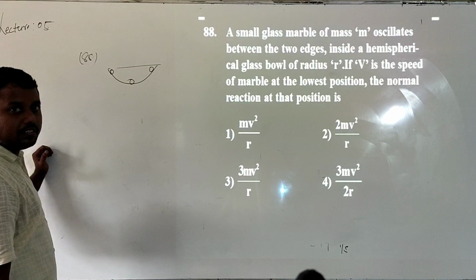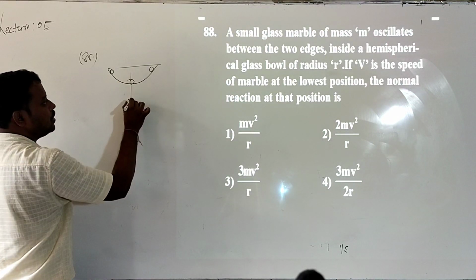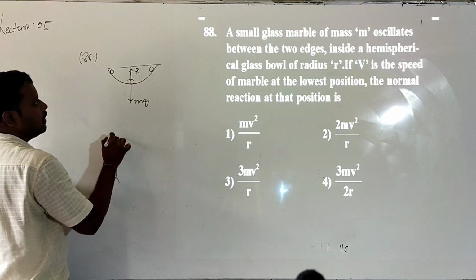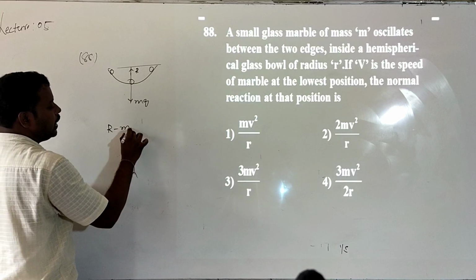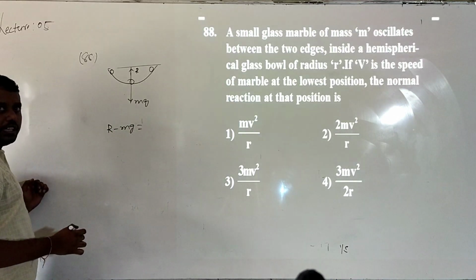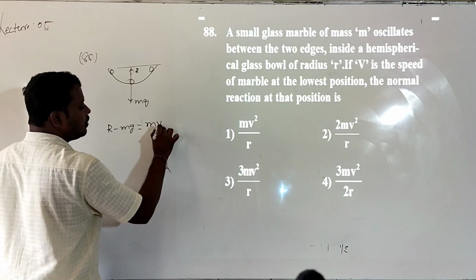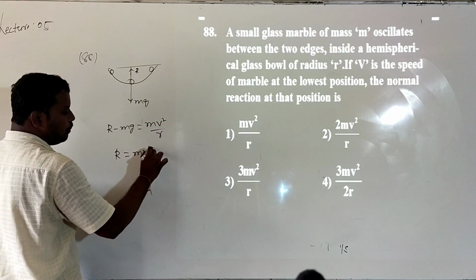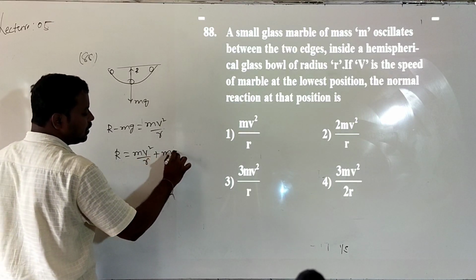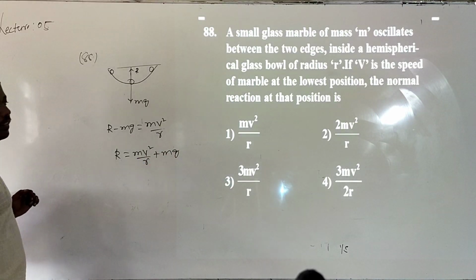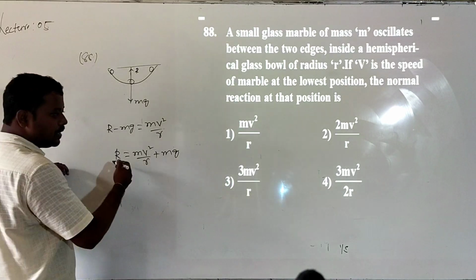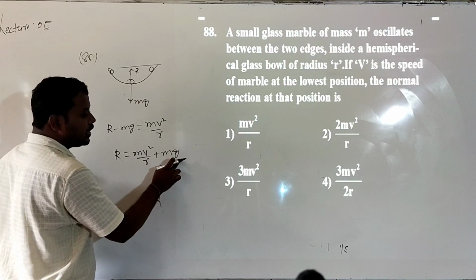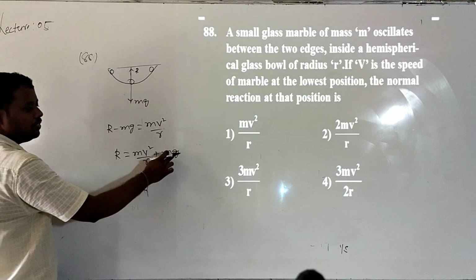So what is the normal reaction force? When it is at the mean position, its weight is given by mg and the normal reaction, can I call it R? Then R minus mg. In order to rotate, centripetal force is required. R minus mg is equal to m into v square by r. So the value of R is equal to m into v square by r plus mg. But none of the options match. They are asking us to express this R value in terms of v only. Here m and v, g needs to be expressed in terms of which one? In terms of v only.